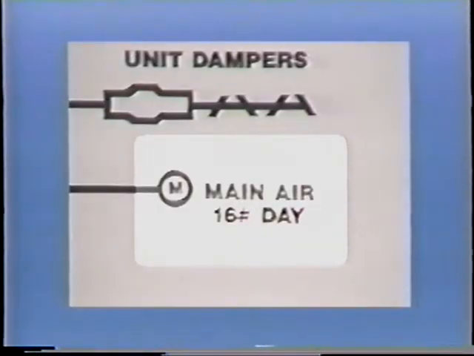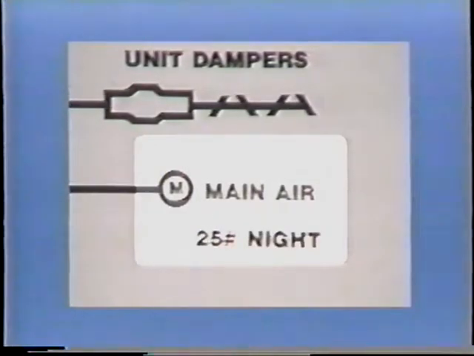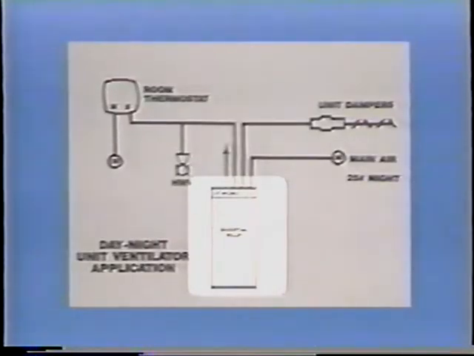During the day cycle, with 16 PSIG air on the main, the normally open and common ports are connected, allowing the thermostat to operate the unit dampers. During the night cycle, when 25 PSIG air is applied to the main, the relay switches, thus blocking the normally open port and exhausting the air from the damper operator through the normally closed port. This closes the outside air dampers and opens the return air dampers.